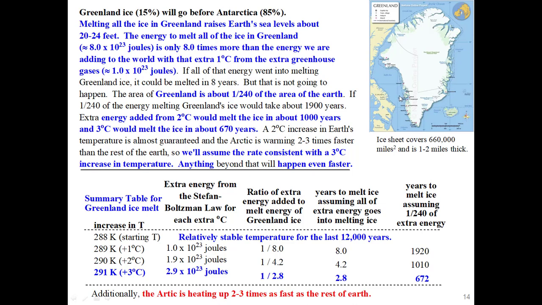Greenland ice has been around for thousands and thousands of years. To melt it all would require 10,000, 20,000 or more years. So this would be like world record speed if this happened. But in terms of us, human beings, this is a very, very long time. It would give us a lot of time to adjust.